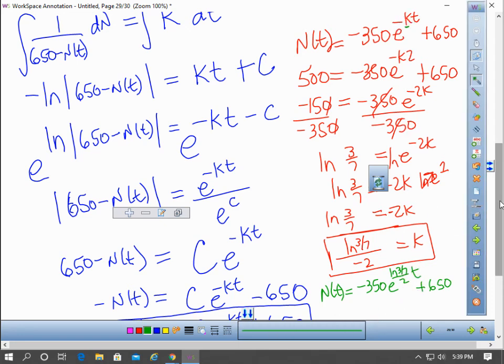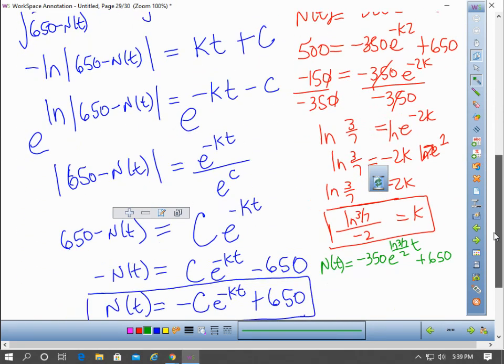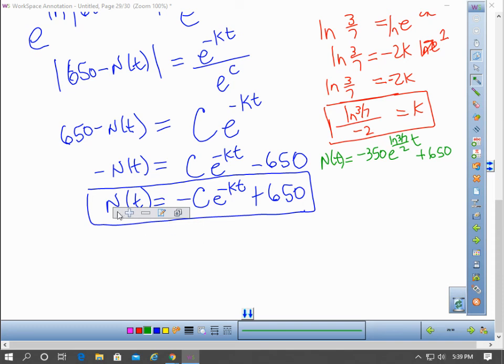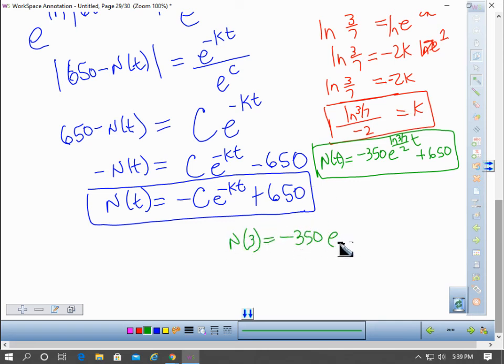All right, so now the last part of this question says, find the population when t is 3. So this is my equation. Looks like a complicated equation, but now we're down to the end here. We want to know what's the population when t is 3. So all I've got to do is plug in N of 3. So that's negative 350 e to the natural log of 3/7 divided by 2 multiplied by 3, and then you add 650. So we're just going to type that in the calculator and see what number we get.